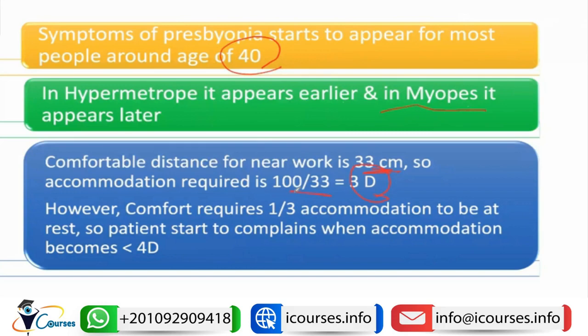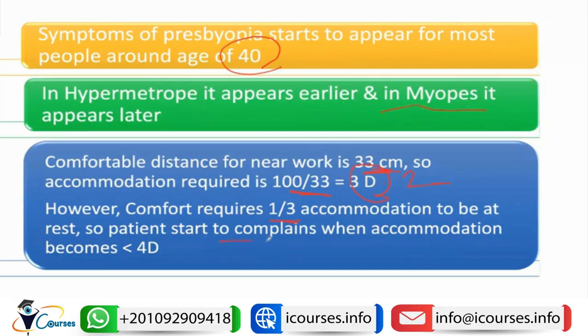So 100 divided by 33 will be 3 diopters. So if I have only 3 diopters, then I will be comfortable reading at 33 centimeters? The answer is no, because I need about 30% or a third of this accommodation to be at rest. So I need to use only 2 diopters instead of the 3 in order to read with comfort.